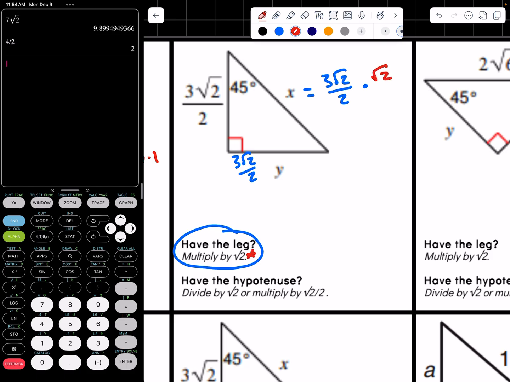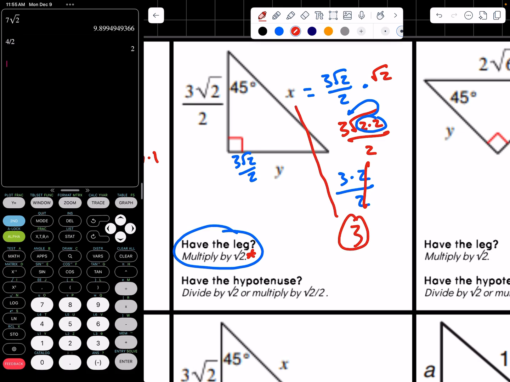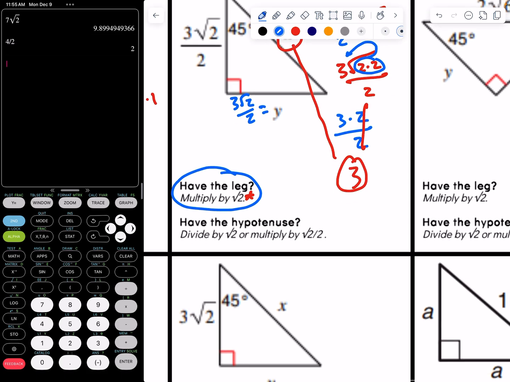So when I do that, I end up with 3 times root 2 times 2 all over 2. I had that pair of 2's, so they come out and multiply by 3. So I have 3 times 2 all over 2. And if I'm paying attention, this is something that I always look for. Where can I simplify? I have a 2 on top, a 2 on bottom. They can cancel out, and I'm left with just that 3. So x is just going to be 3 in this scenario. Okay, that's going to be super helpful as we go forward.